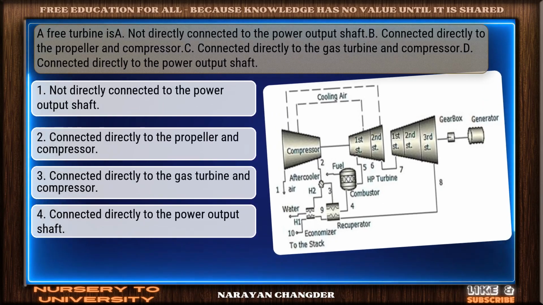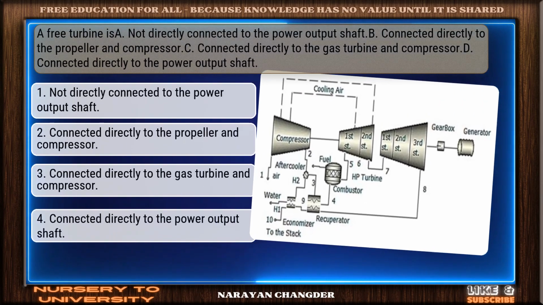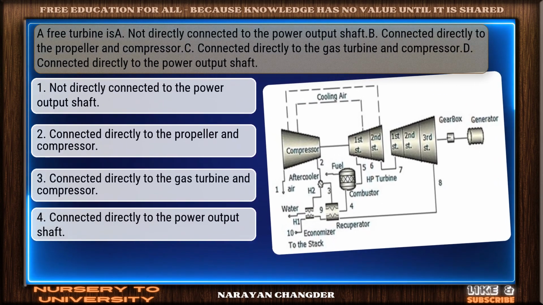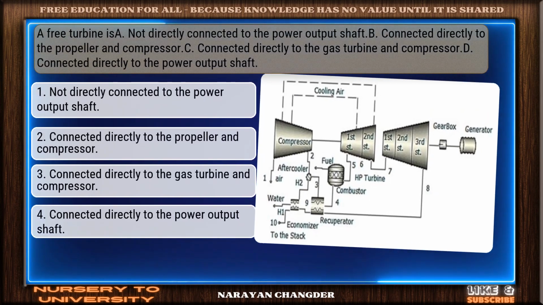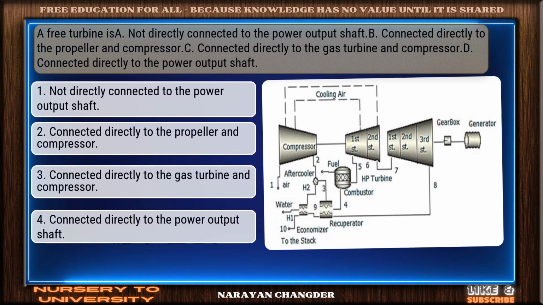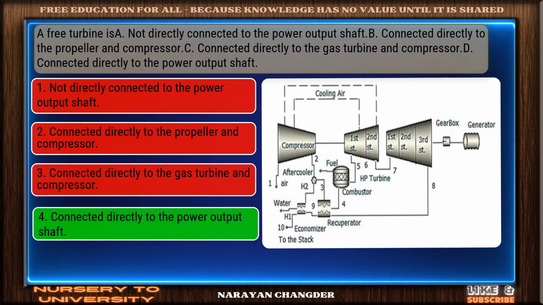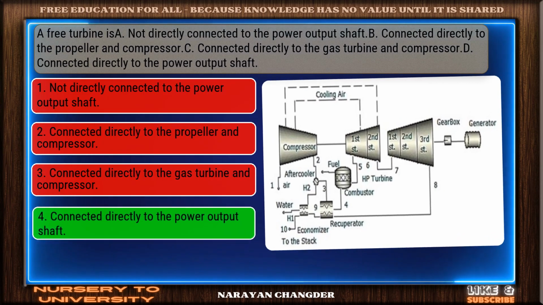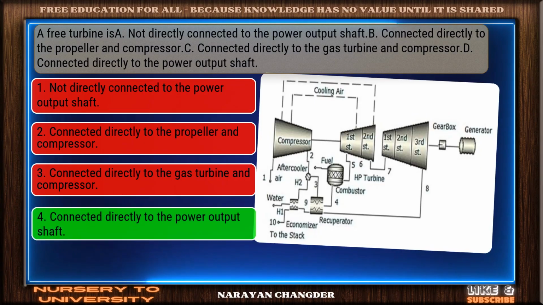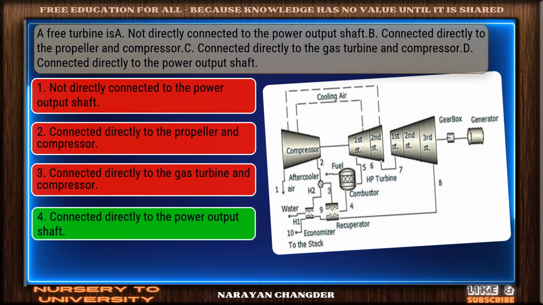A free turbine is: A. Not directly connected to the power output shaft. B. Connected directly to the propeller and compressor. C. Connected directly to the gas turbine and compressor. D. Connected directly to the power output shaft. On track. Connected directly to the power output shaft is the correct answer.